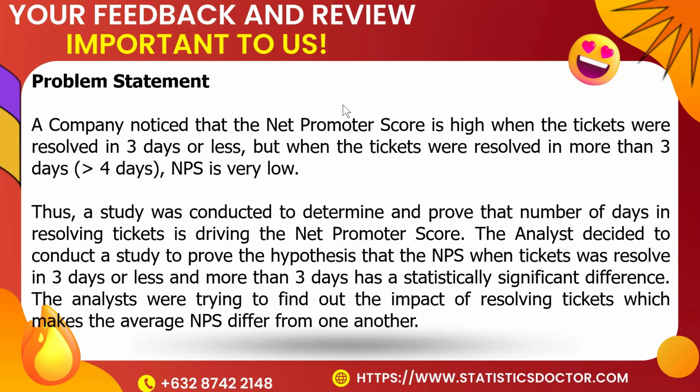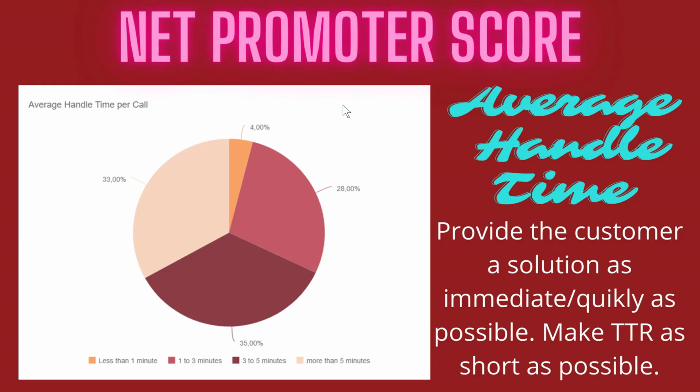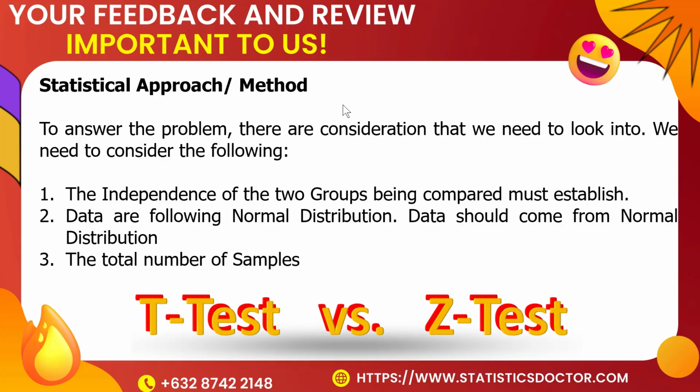The analysts were trying to find out the impact of resolving tickets, which makes the average NPS differ from the other. For example, this is one of the key metrics that drives the score in NPS: the average handle time. So as much as possible, provide the customer a solution as immediately and as quickly as possible. Make the TTR, or the time to resolve, as short as possible.